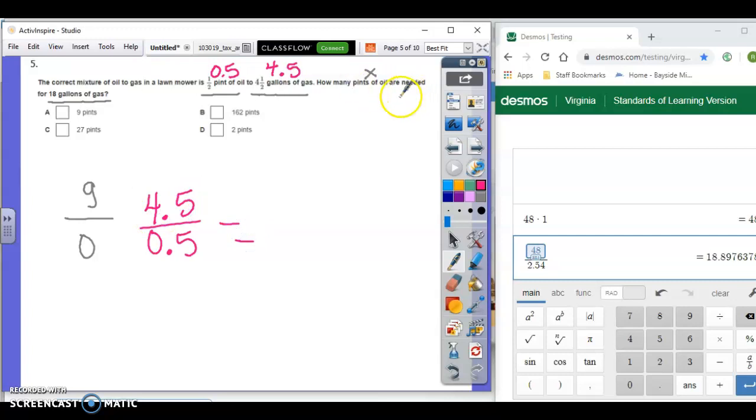Next it says how many pints of oil. So for oil, I'm going to put X, and it has 18 gallons of gas. So I make sure that's on the correct line. And now I'm just going to multiply the numbers that are across and divide by the number that's left over.